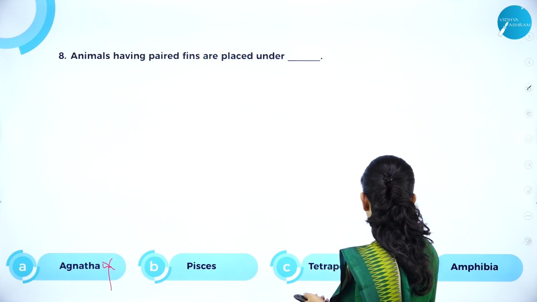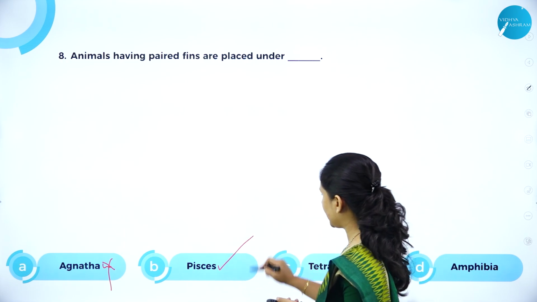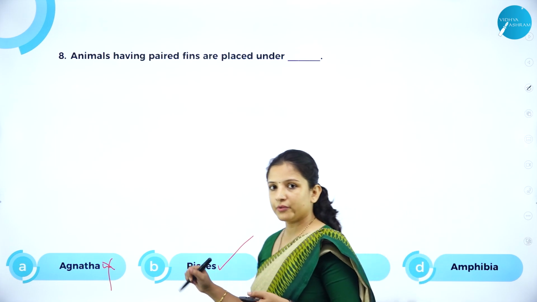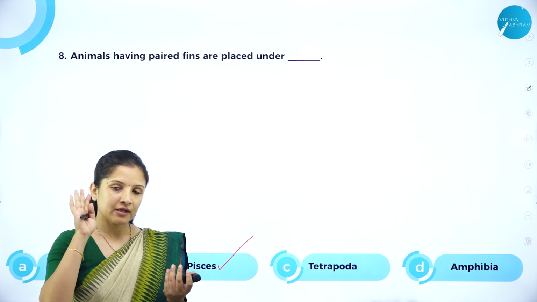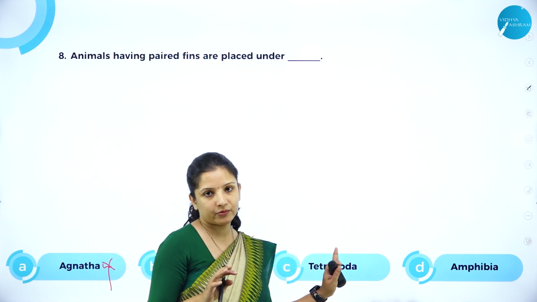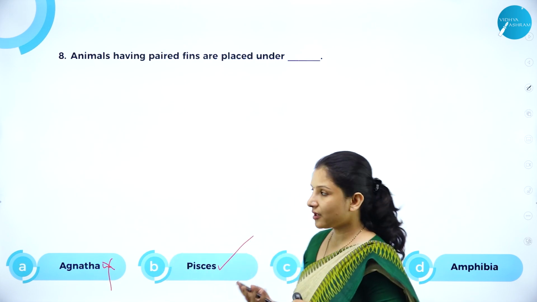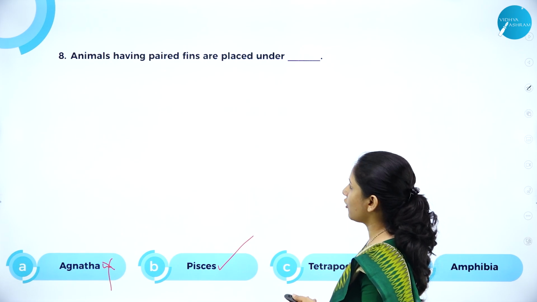Pisces, Tetrapoda, Amphibia. Yes, Pisces is the right answer because Pisces have paired fins. Tetrapoda, no, because Tetrapoda means tetra, 4, poda means legs. So they are the organisms which have legs. So it's not Tetrapoda, it's not Amphibia also, because amphibians also have limbs. So paired fins are present in Pisces. Pisces is the right option here.